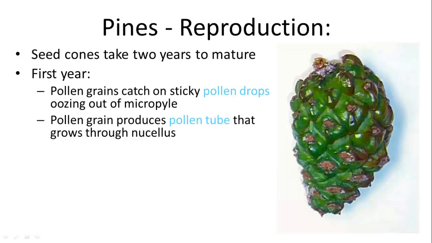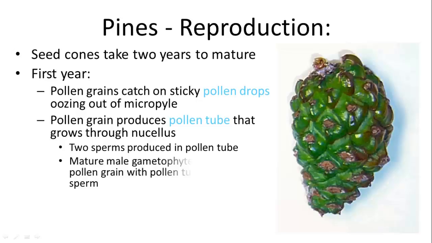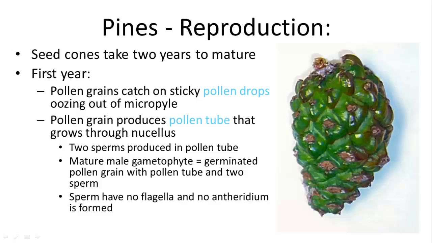The pollen grain produces a pollen tube, and it grows through the nucellus, and 2 sperm come into the pollen tube. The mature male gametophyte develops within the pollen tube into sperm. And the sperm do not have flagella, so they can't really move, and there's no antheridium.